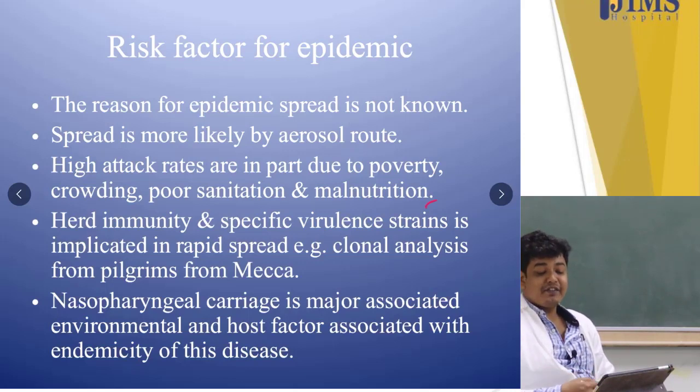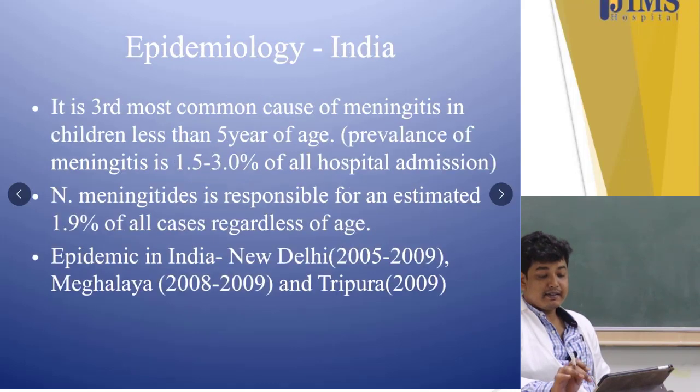Herd immunity and a specific virulent strain are implicated in the rapid spread. So whenever there is a rapid spread, a specific virulent strain is always found to be the culprit. And nasopharyngeal carriage is the major environmental and host factor associated with the endemicity of this particular disease.